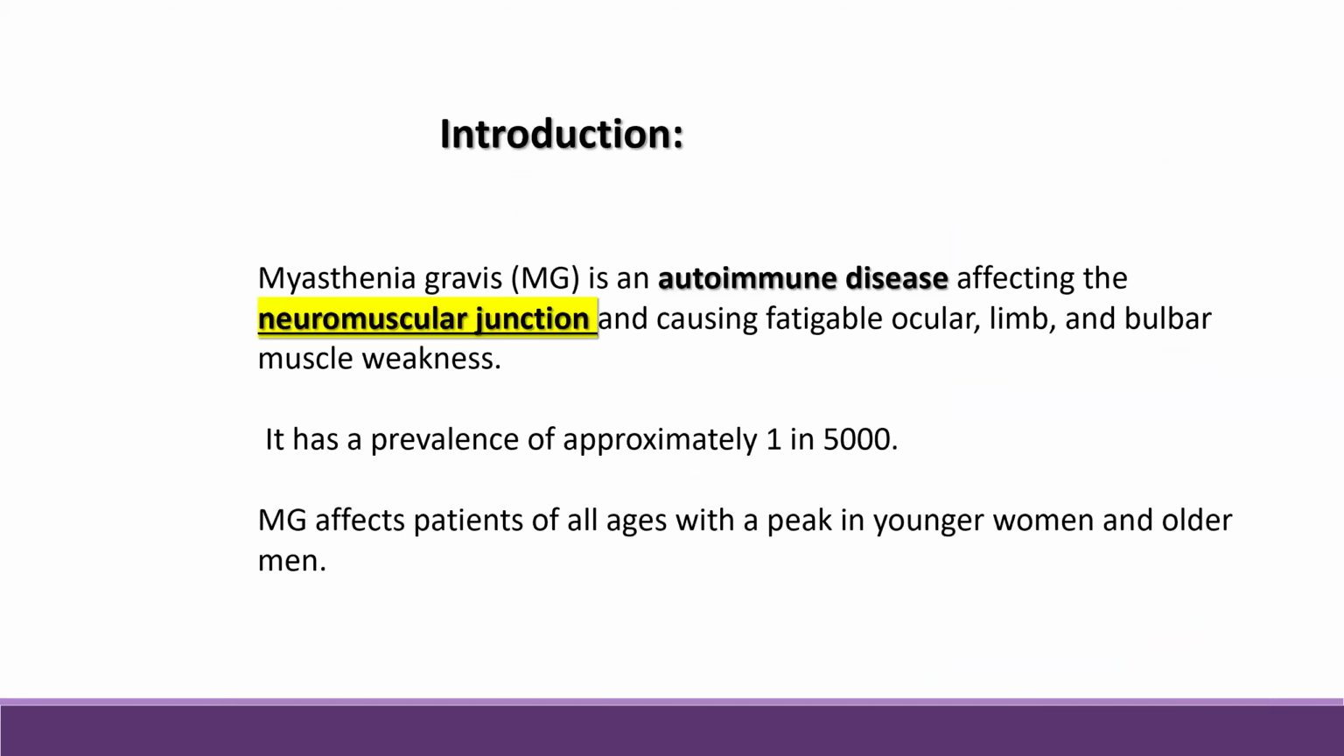Myasthenia gravis. So we'll talk about myasthenia gravis. Myasthenia gravis is an autoimmune disorder affecting the neuromuscular junction, and its prevalence is around 1 in 1,000, and it affects all ages, with the peak in younger women and older men.